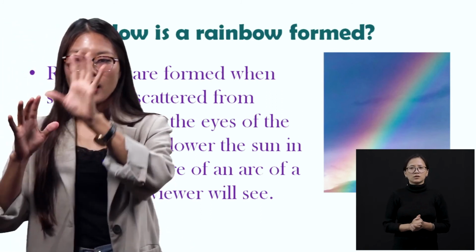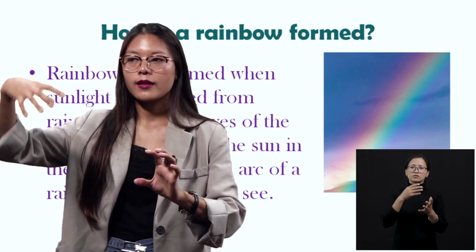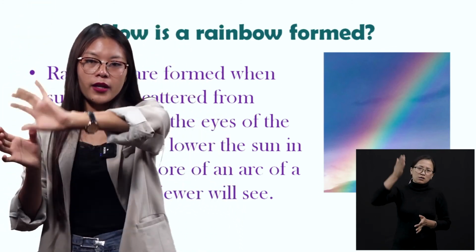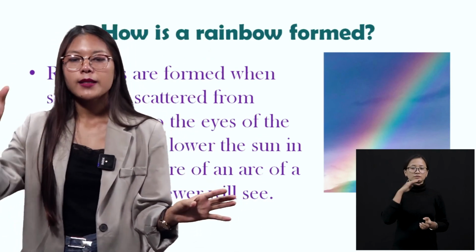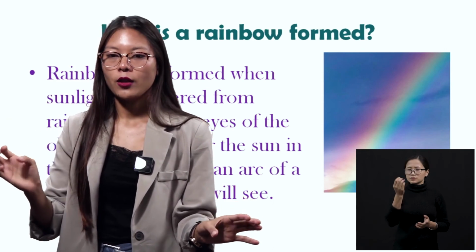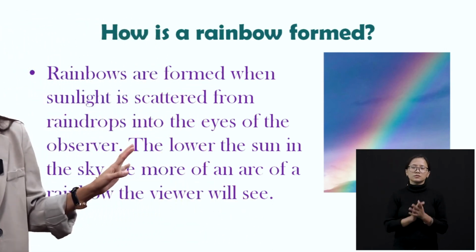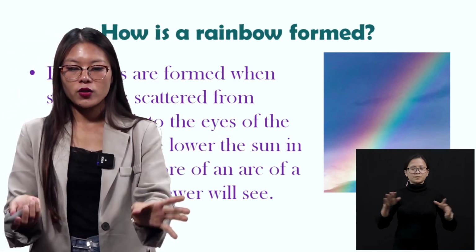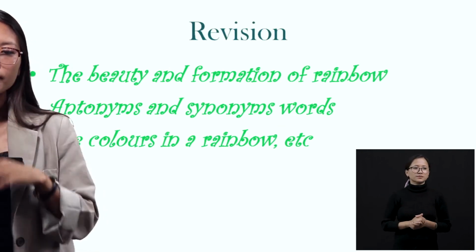Sometimes we see only half of a rainbow, right? That means the sun is very high above. But at times we see a very clear view of the full arc of a rainbow. That means the sun is a little bit lower. So this is how we recognize how a rainbow is formed and why it shows in different shapes. Now that is all about the rainbow and the poem.